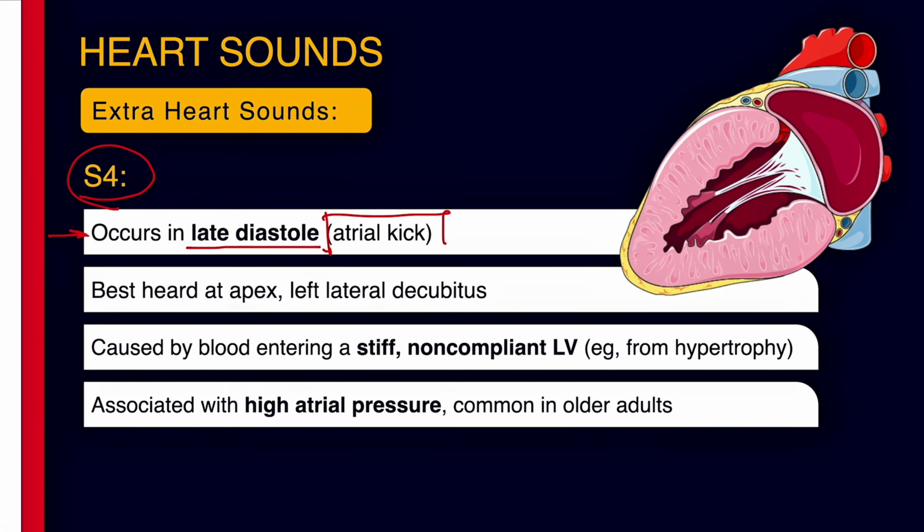It's associated with the atrial kick, when the atria contract and push blood into the ventricle. Now, if the left ventricle is stiff or non-compliant, like in concentric hypertrophy, that atrial contraction has to push harder, and the turbulence it creates produces an S4 sound. This is not a normal finding. Especially in older adults, it suggests diastolic dysfunction. S4 is also best heard at the apex in the left lateral decubitus position.